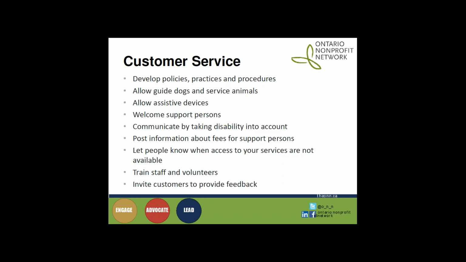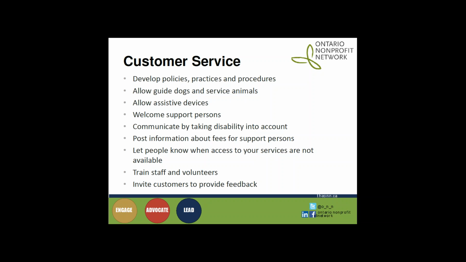And so training your staff and your volunteers becomes really important. You need to train them on the requirements of the customer service standard, about the legislation and its goals. You would talk about how to communicate with people with different types of disabilities. So again, you'd think about who frequents your programs and your services, people who have visible and invisible disabilities, and talk about how you can provide a respectful service, what accommodations might be required. So you think about all that.